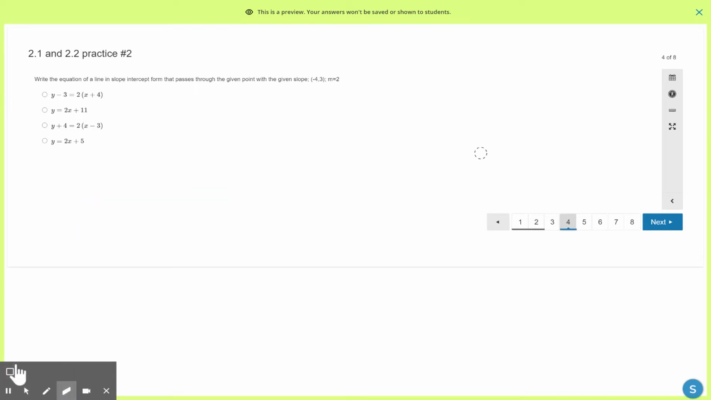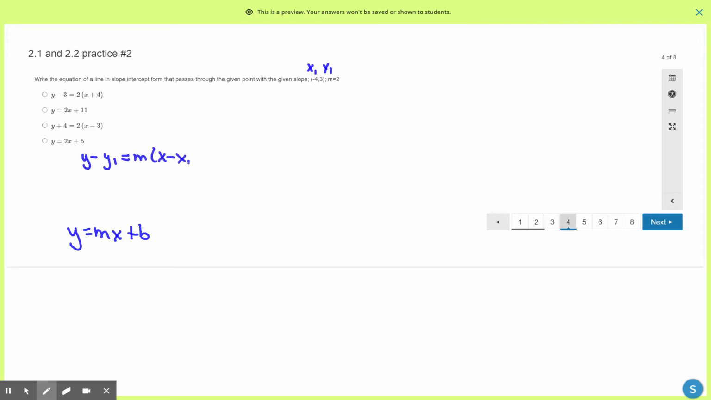For this question, it says in slope-intercept form. So slope-intercept form is y equals mx plus b. We don't have a b. We do have our x1, y1. So that means we have to start out with y minus y1 equals m times the quantity x minus x1, which is our point slope form. We're going to plug in our values.